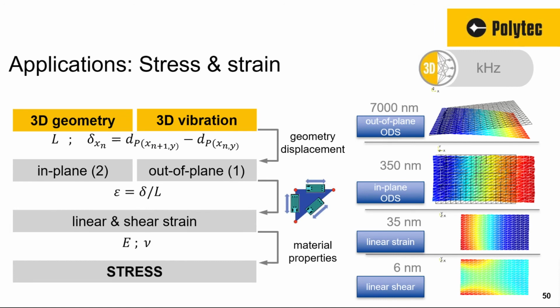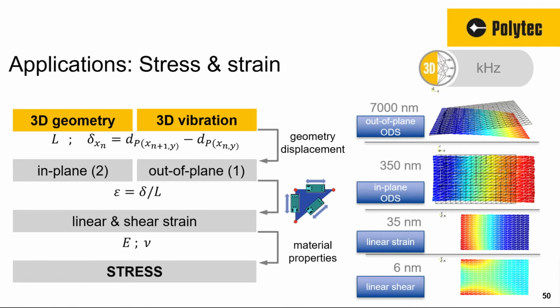So let's look a little bit at the measurement data. We start with a measurement on, let's assume, a plate or a cantilever. We have an out-of-plane ODS, which has 7 micrometers displacement. The in-plane will be in the range of about 350 nanometers, so to have a ratio, 1/20.